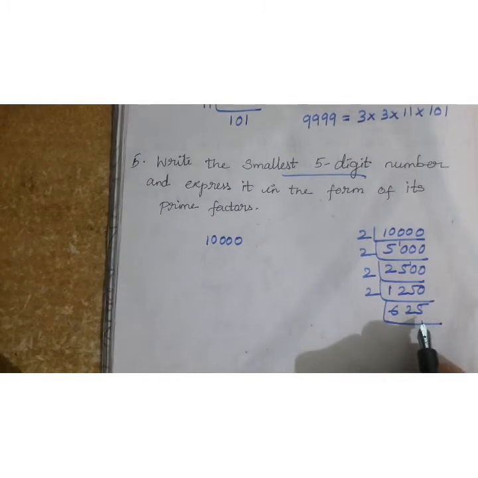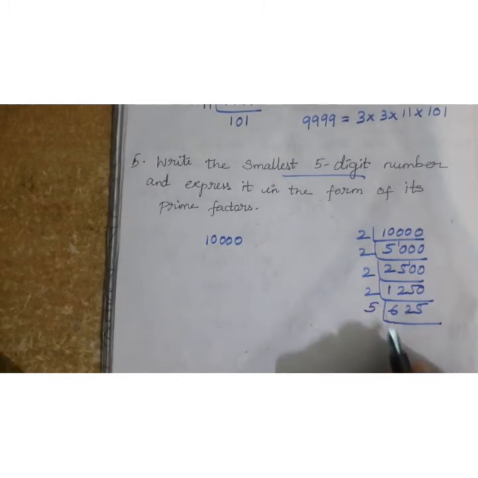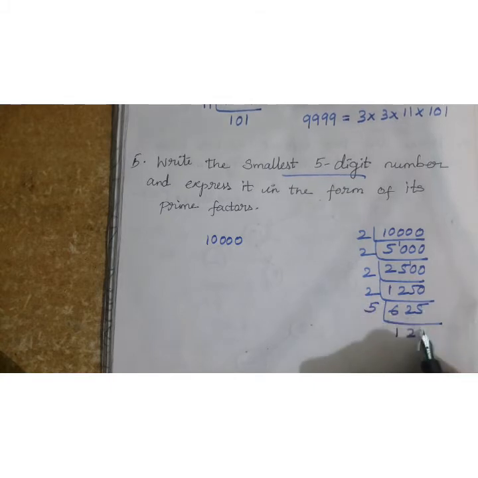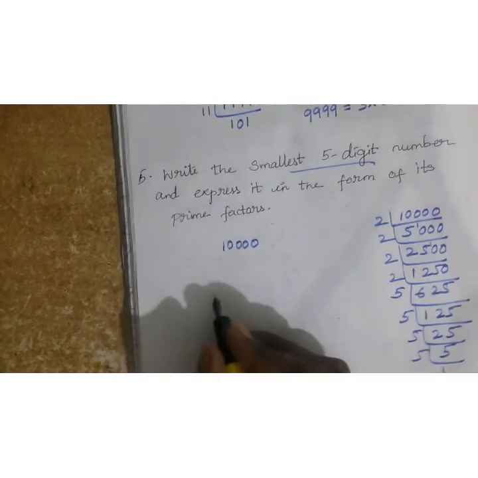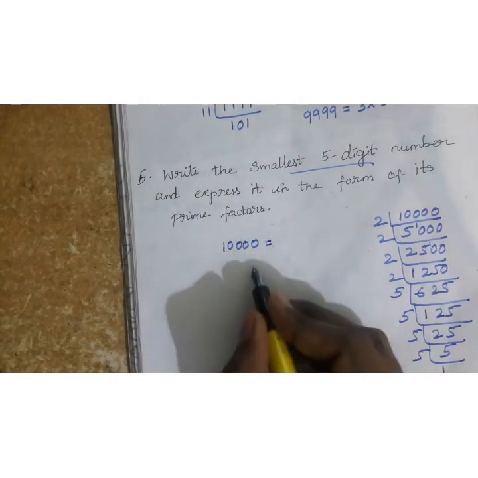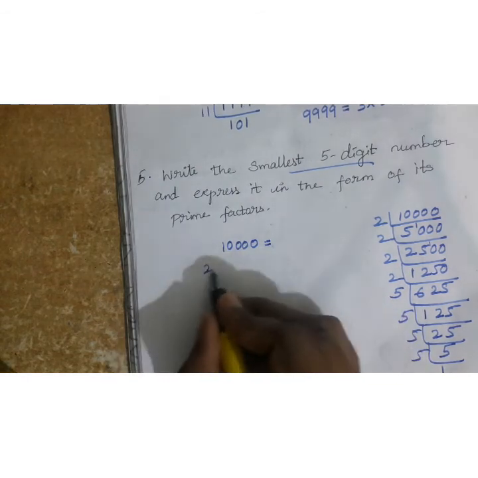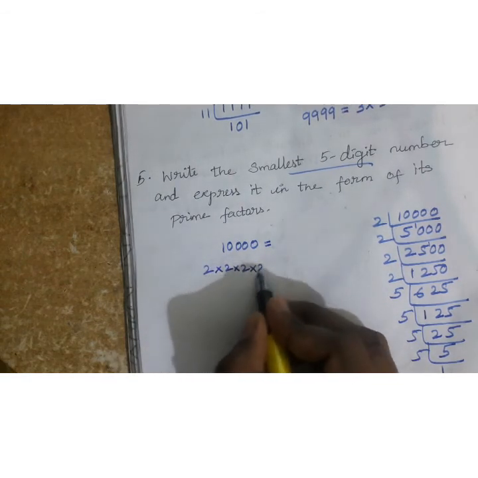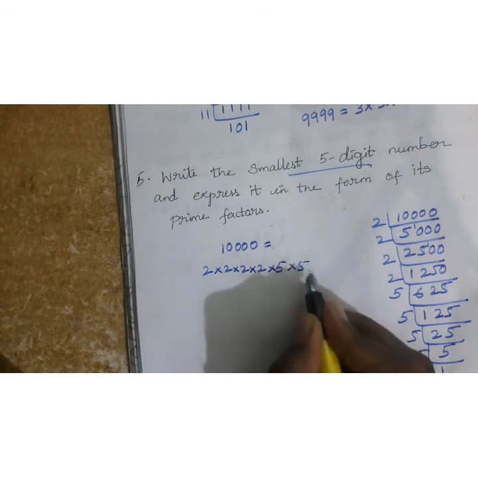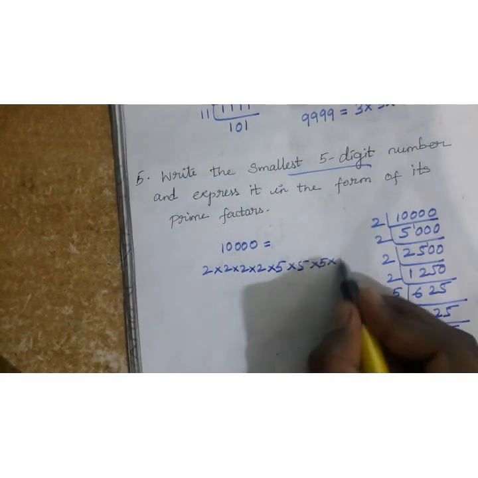So here the last digit is 5. So divide this number by 5. 5 times 1, 5. 5 2s are 10. 5 5s are 25. Divide this number by 5 again. 5 2s are 10. 5 5s are 25. 5 times 1 is 5. So 10,000 is equal to 2 into 2 into 2 into 2 into 5 into 5 into 5 into 5.